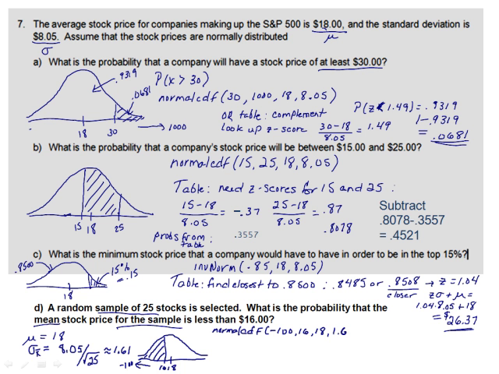To look it up in the table, since it's a less than problem already, we just have to look up the z-score. We need to find the z-score for 16. So we're taking 16 minus 18, and remember to divide by your new standard deviation. 16 minus 18 divided by 1.61 gives us a negative 1.24. Now to look this up in our z-scores table, we just have to look up that value, and since it's a less than, that will give us the probability that we're looking for.